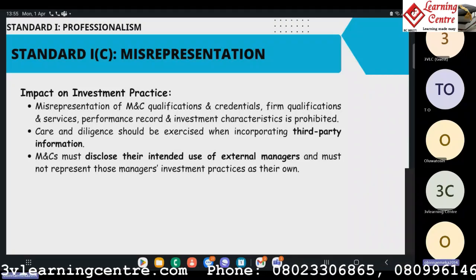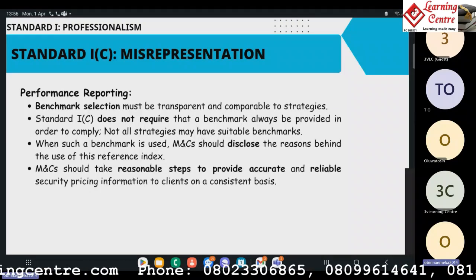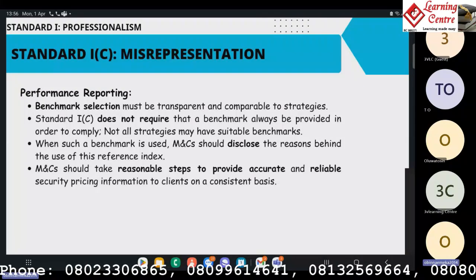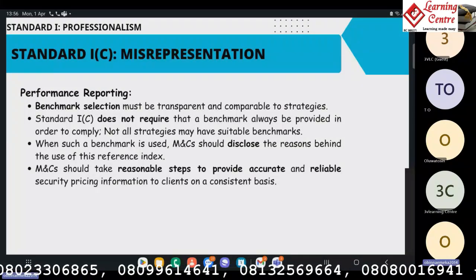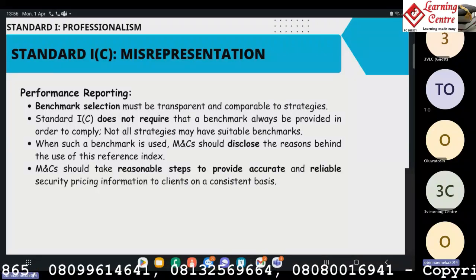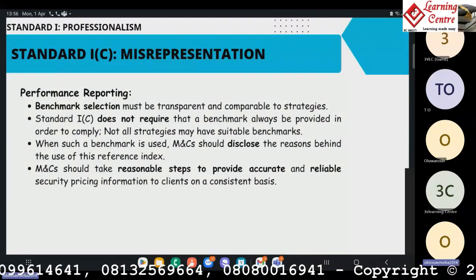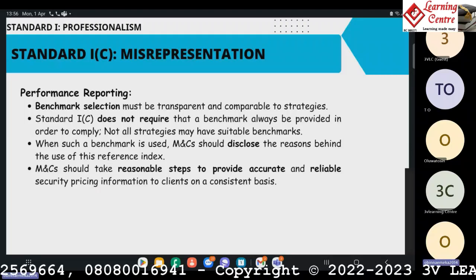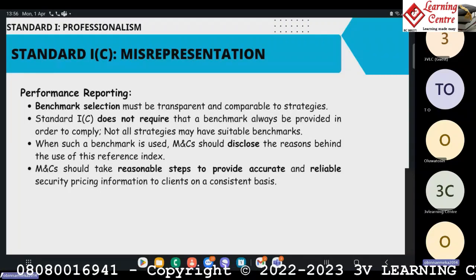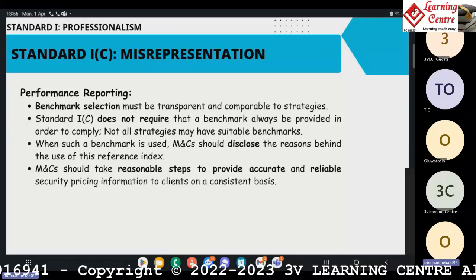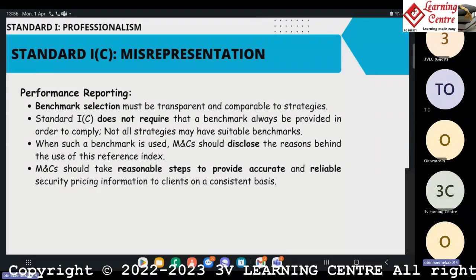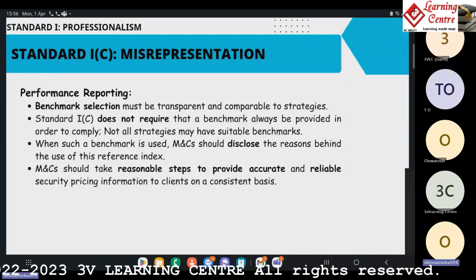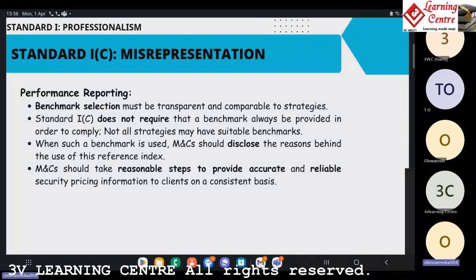What about performance reporting? Over time, we have to report our portfolio performance to our clients. According to this standard, you mustn't add a benchmark when you are reporting, because there are certain kinds of strategies for which we might not have a suitable benchmark to report. So this standard doesn't require that you always provide a benchmark.